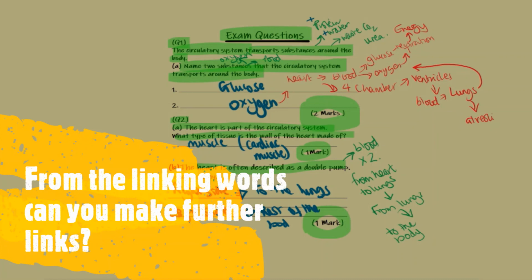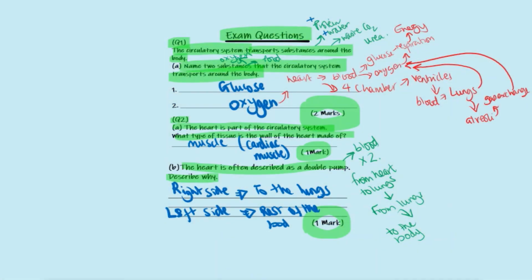We think of alveoli, we can think of gas exchange. We think of gas exchange, again we can think of oxygen, which can then be linked to respiration. And with oxygen, we can think of carbon dioxide, which we can link to alveoli, which then we can link to gas exchange, and oxygen and respiration and energy.